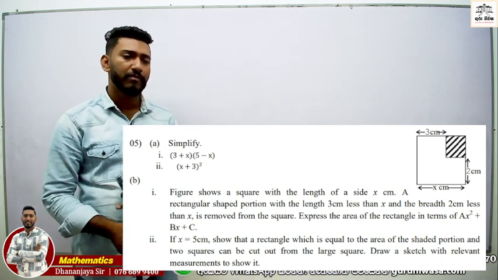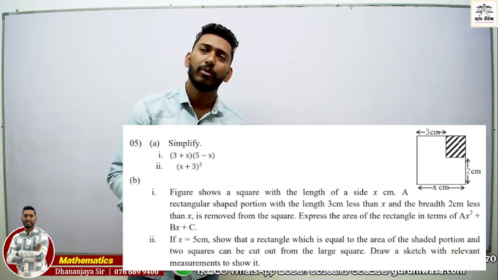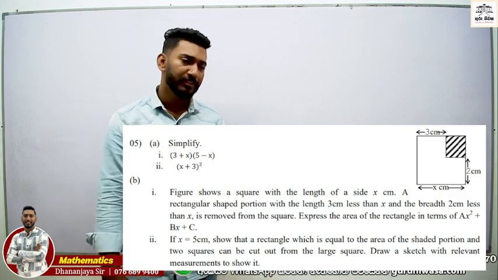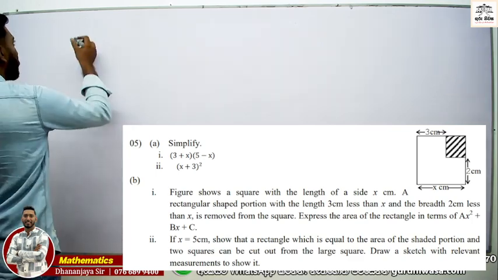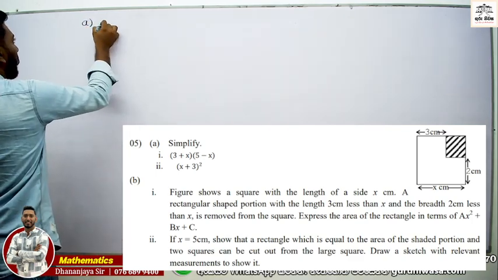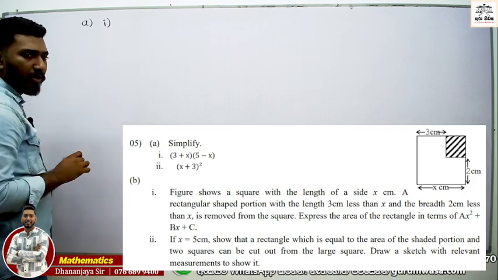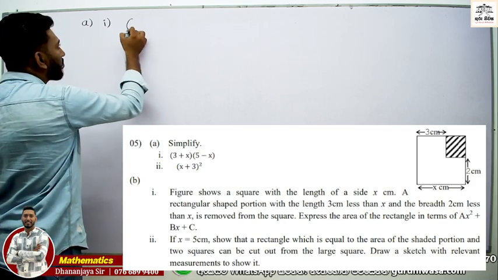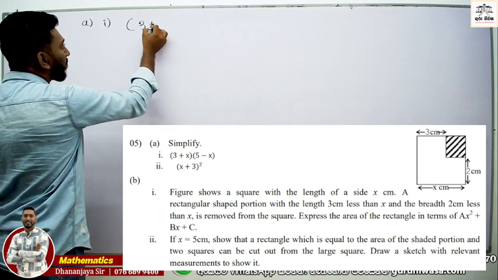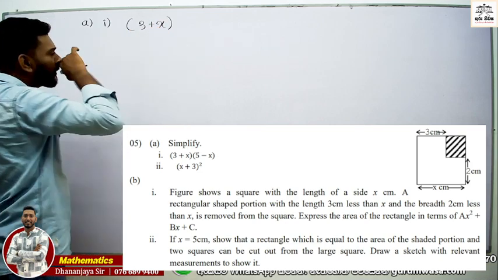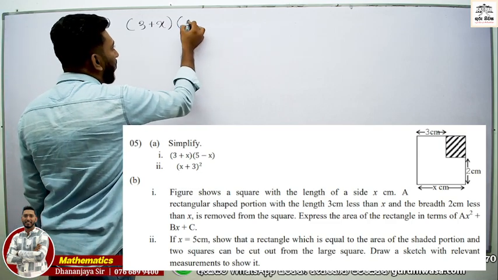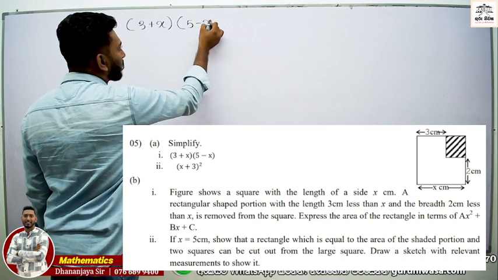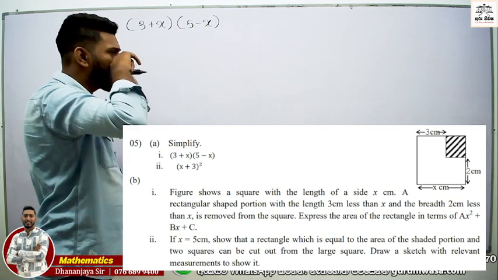Firstly, we have two algebraic expressions. I would discuss the first one, Roman number one, relevant to the simple a. And do you know how to expand the brackets, Litu? All right. Now expand this one and tell me the answer. Hurry up. 3 plus x and 5 minus x. Easy thing. Relevant to grade 9 also.